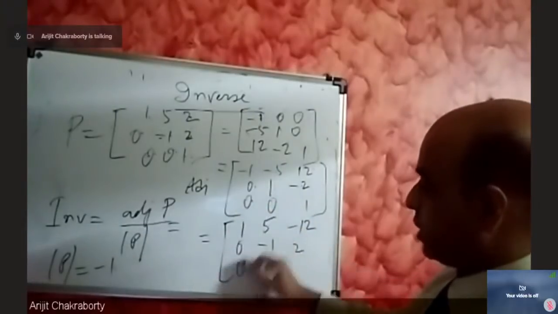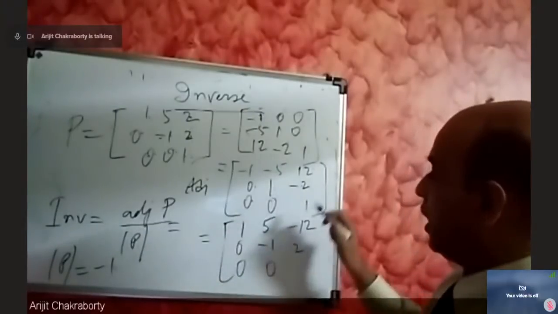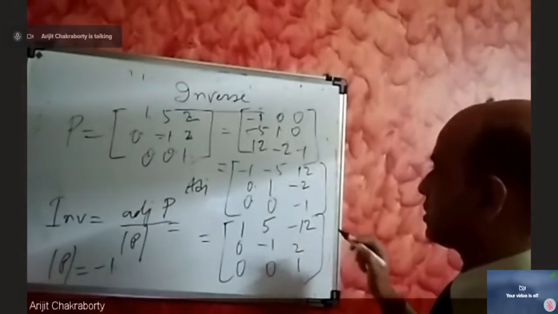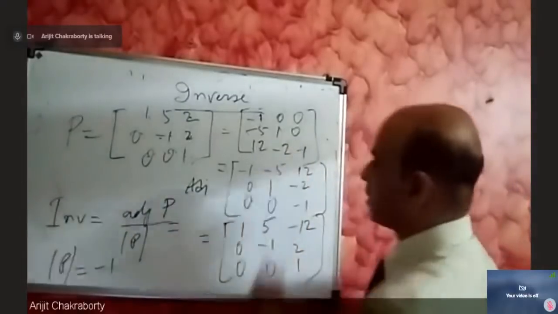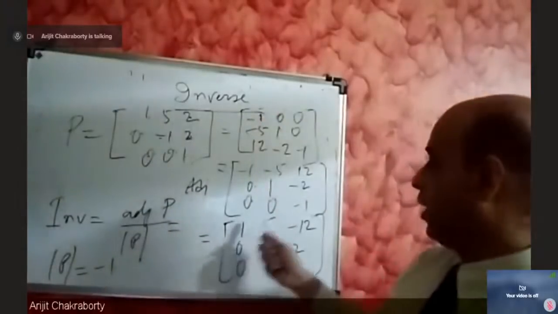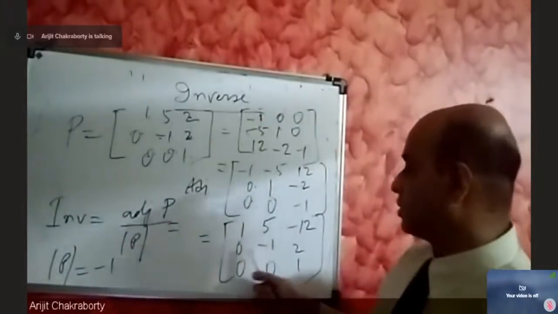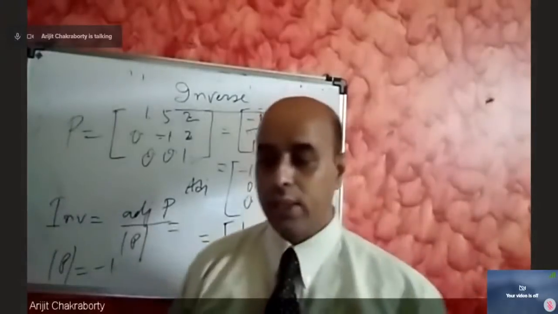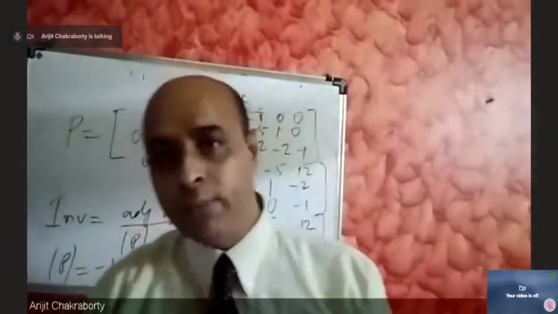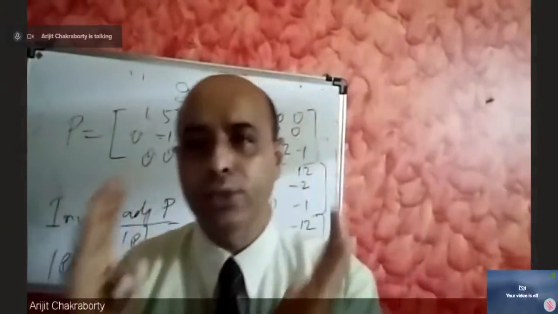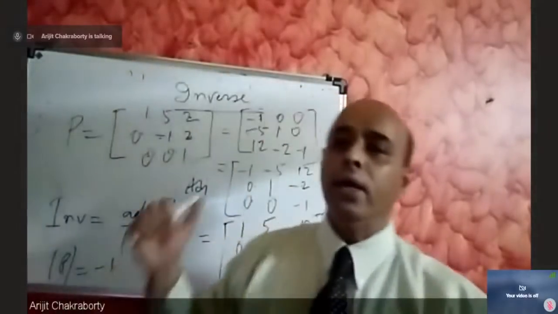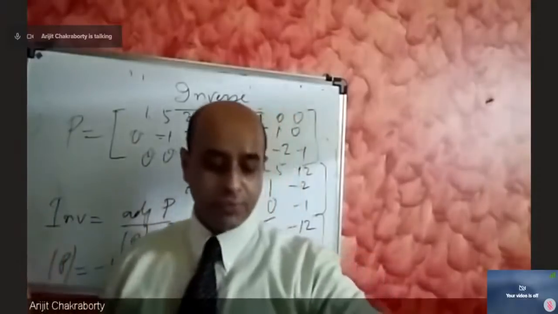0 by minus 1 is 0. 0 by minus 1 is 0. And we had, I think probably minus 1 here. Minus 1 by minus 1 is 1. Yes, we had minus 1. So we get the inverse matrix 1, 5, minus 12, 0, minus 1, 2 and 0, 0, 1. So the original matrix, we found out the cofactors. Then we transposed them. We got the adjoint matrix, and the adjoint matrix divided by determinant gives you finally the inverse of the matrix.